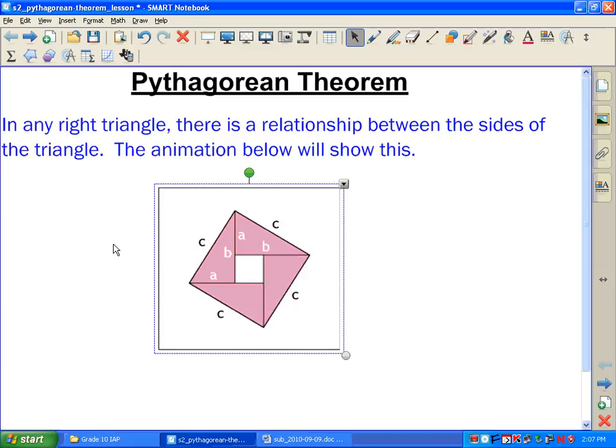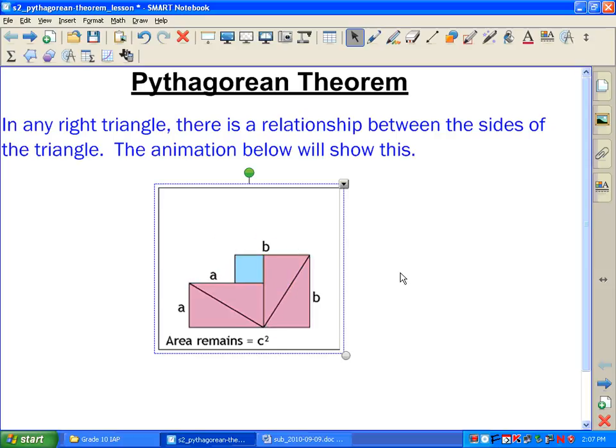And what we see here is by making four triangles, we've made a square of area c squared. So the whole thing has an area of c squared. And as we move the triangles around, the whole area is still c squared. Right? So now we're going to see that this area here is a squared. This area here is b squared. So if the whole area is c squared, then a squared plus b squared must give us c squared. And that is the Pythagorean theorem.